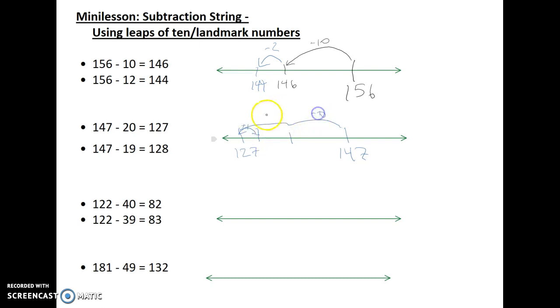Here you're doing minus 10, and then you're doing plus 1. Please be neater in your handwriting than I am. But that your answer then would be 128. You're getting them to make that connection that you're using tens as landmark numbers.